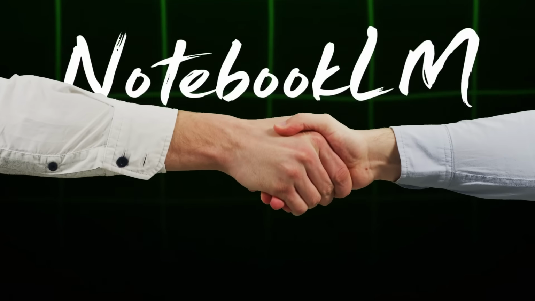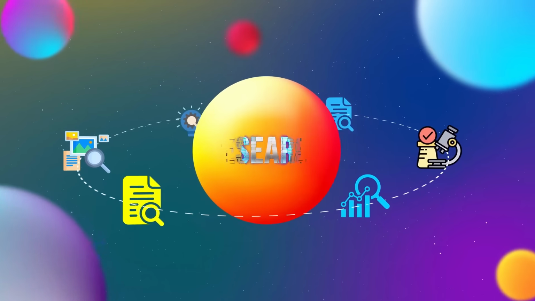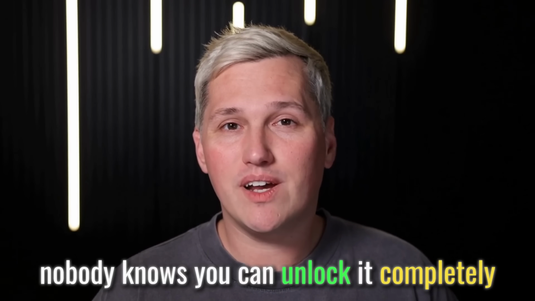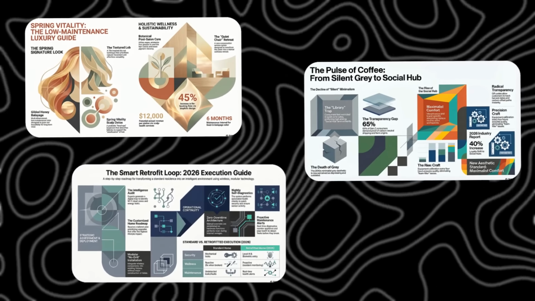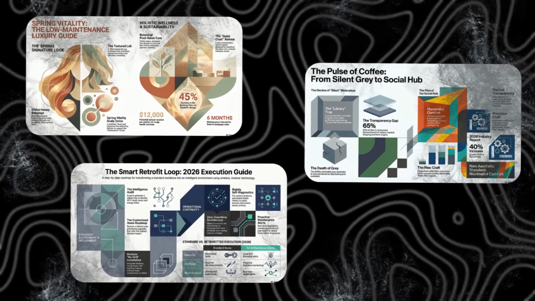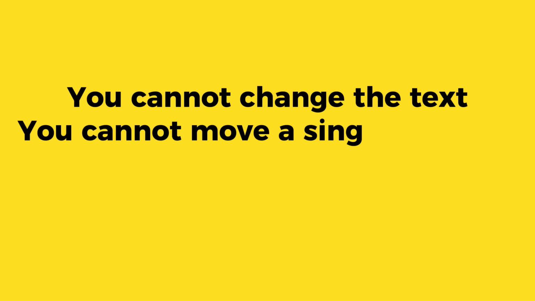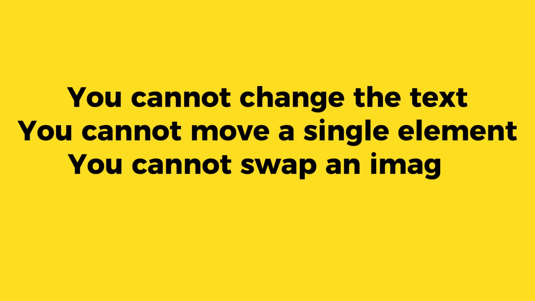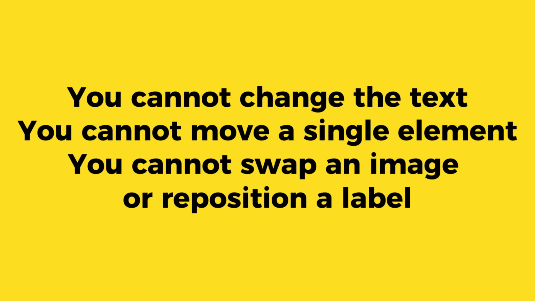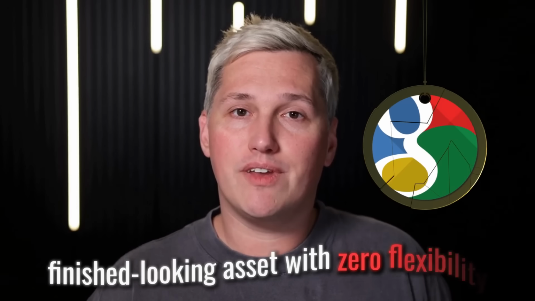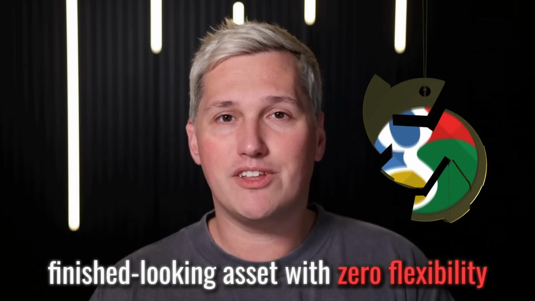NotebookLM just handed freelancers one of the best free research tools on the internet, but almost nobody knows you can unlock it completely. The infographics it builds from your sources look incredibly polished right out of the gate. The problem is they come out frozen. You cannot change the text. You cannot move a single element. You cannot swap an image or reposition a label. What Google gave you is a finished looking asset with zero flexibility.